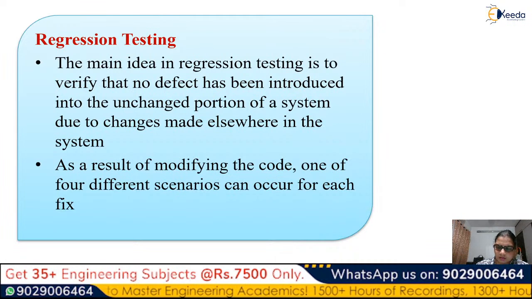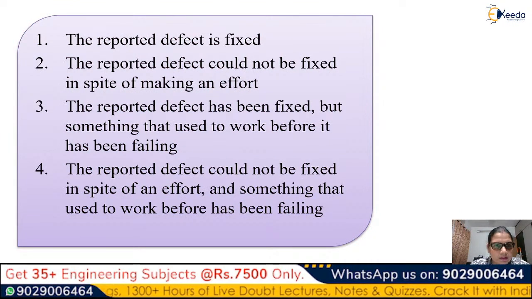So as a result, the next point is written over here. As a result of this, one of four scenarios can occur for each fix. Then, first, the reported defect is fixed, even if I found that there is a defect. Then, in spite of making an effort, the reported defect cannot be fixed. I don't know why it's not getting fixed. I need to talk to the developer because I will not be fixing it. The code repair work will be done by the developer. I will not do it. As a software tester, I will not touch the code. Then a reported defect has been fixed as reported.